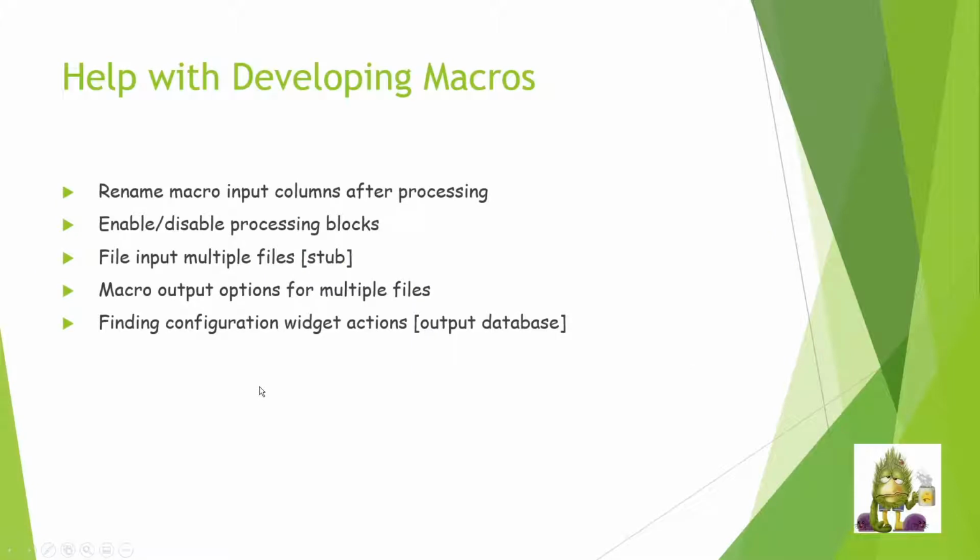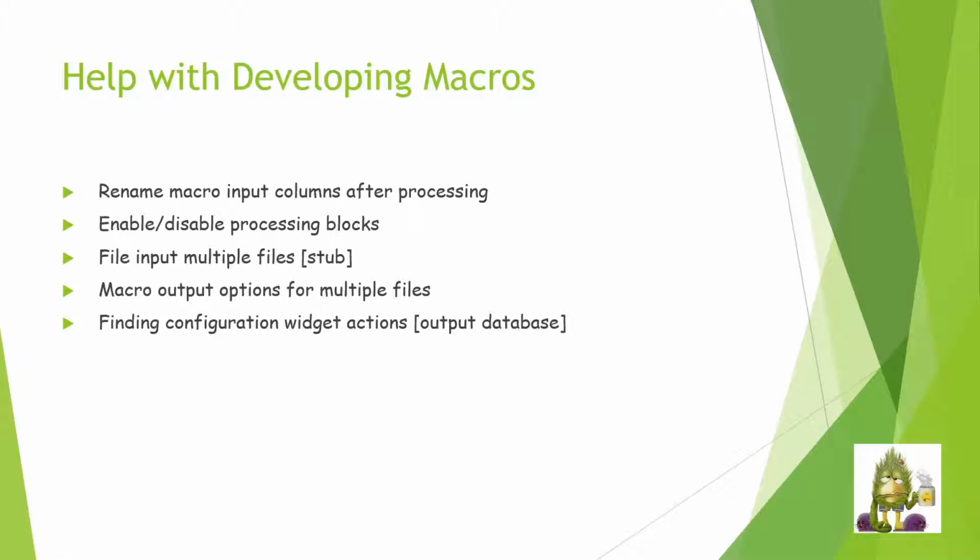To that point, we want to be talking about 5 different quick tips. One is to rename macro input, how to enable and disable processing, which I found by accident and is really awesome for some of your more advanced macros. We'll talk about how to get multiple files into your workflow. And we'll look at some of the output options when you're doing that within the macro. And finally, we'll talk about how you can get more information and understand what to do with all of these actions.